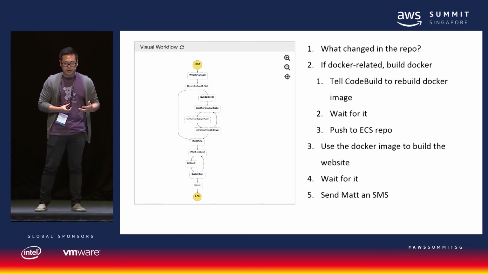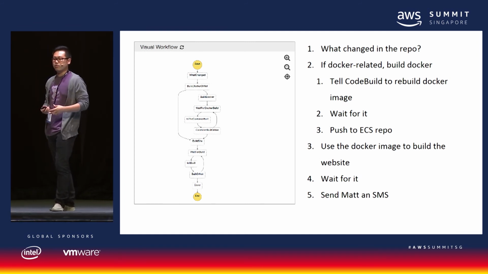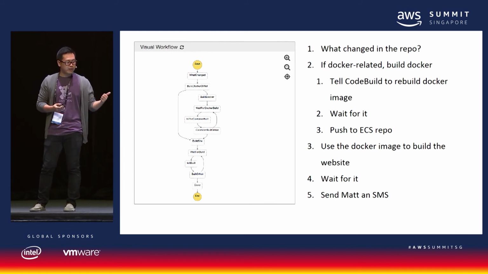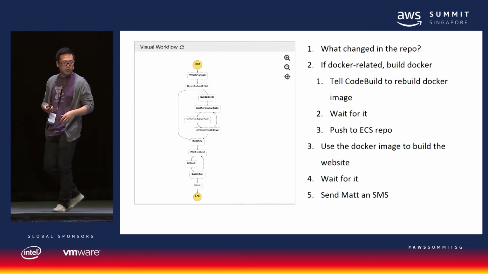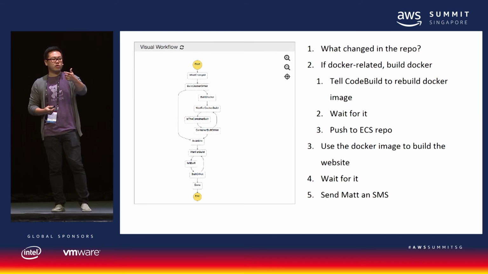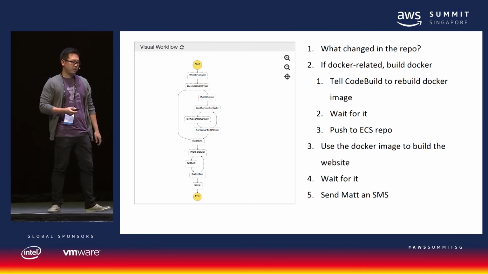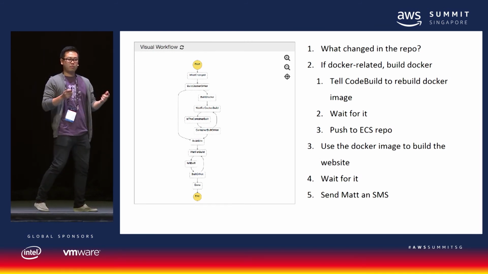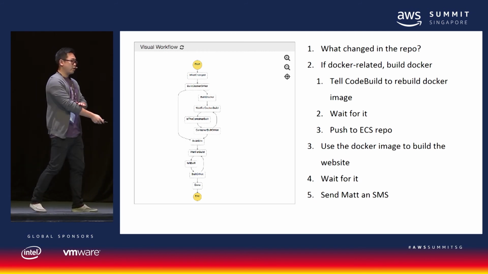So let's go through this one more time, big picture, but this time let's figure out whether or not everything followed the single responsibility principle, because that's what we're supposed to be doing. Every step, every Lambda is supposed to do that. So what changed? All it did was see what changed and spat out a variable. Build Docker or not? Simple choice. Which one do we do next?